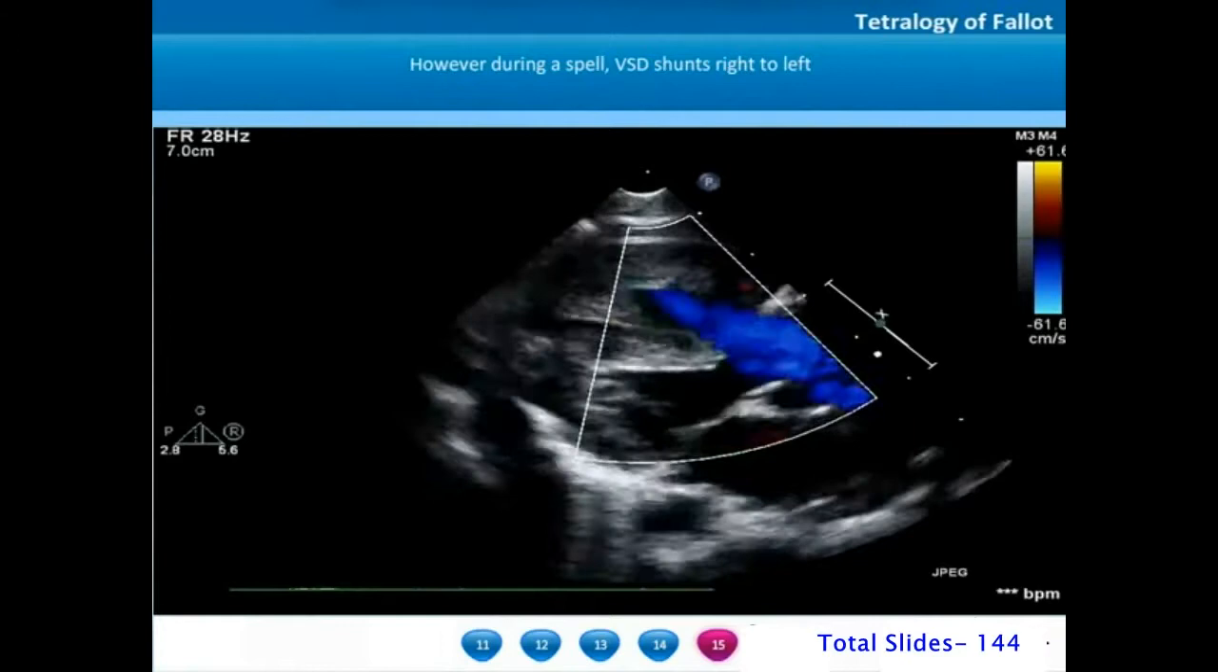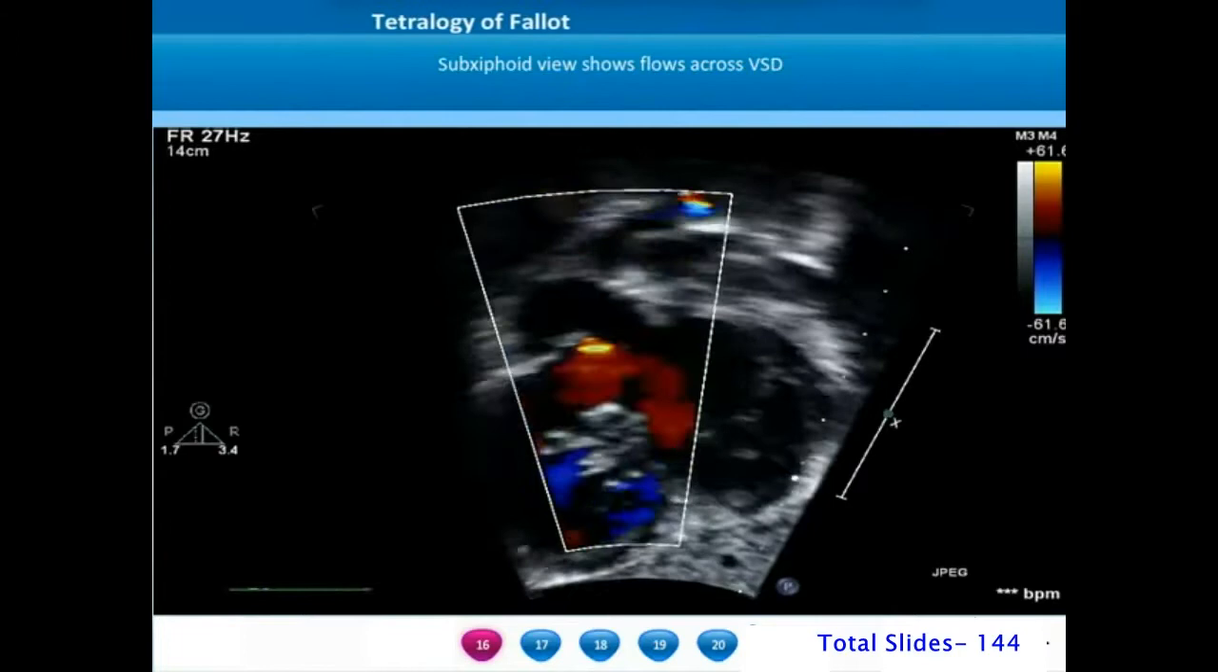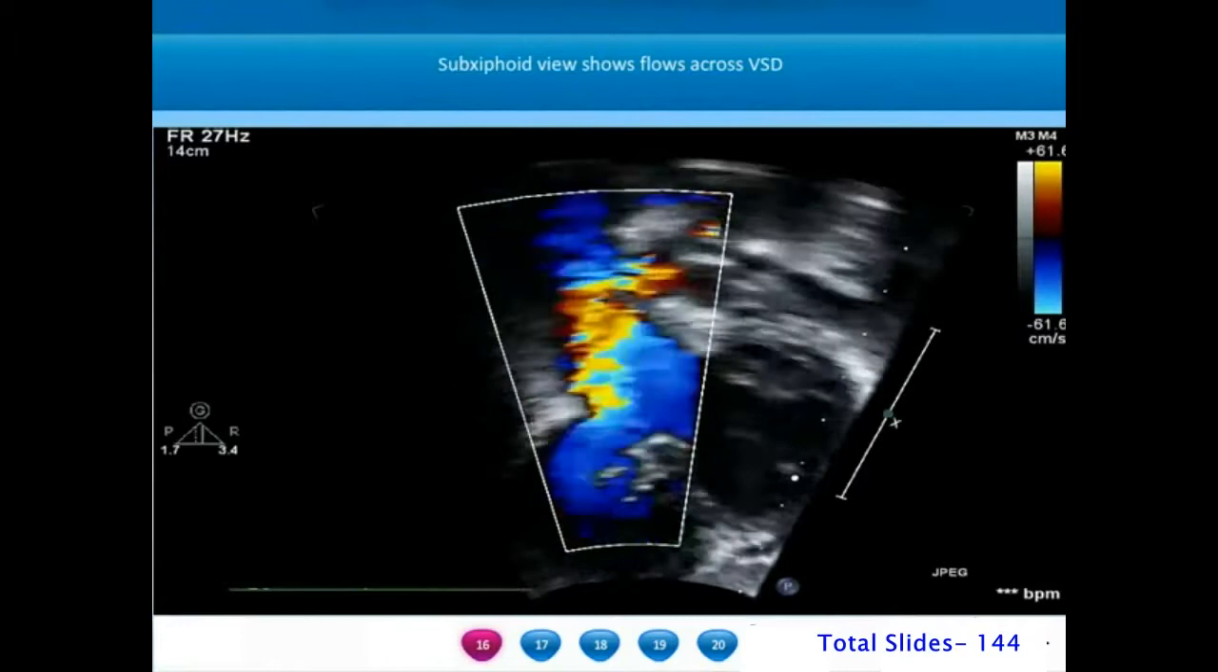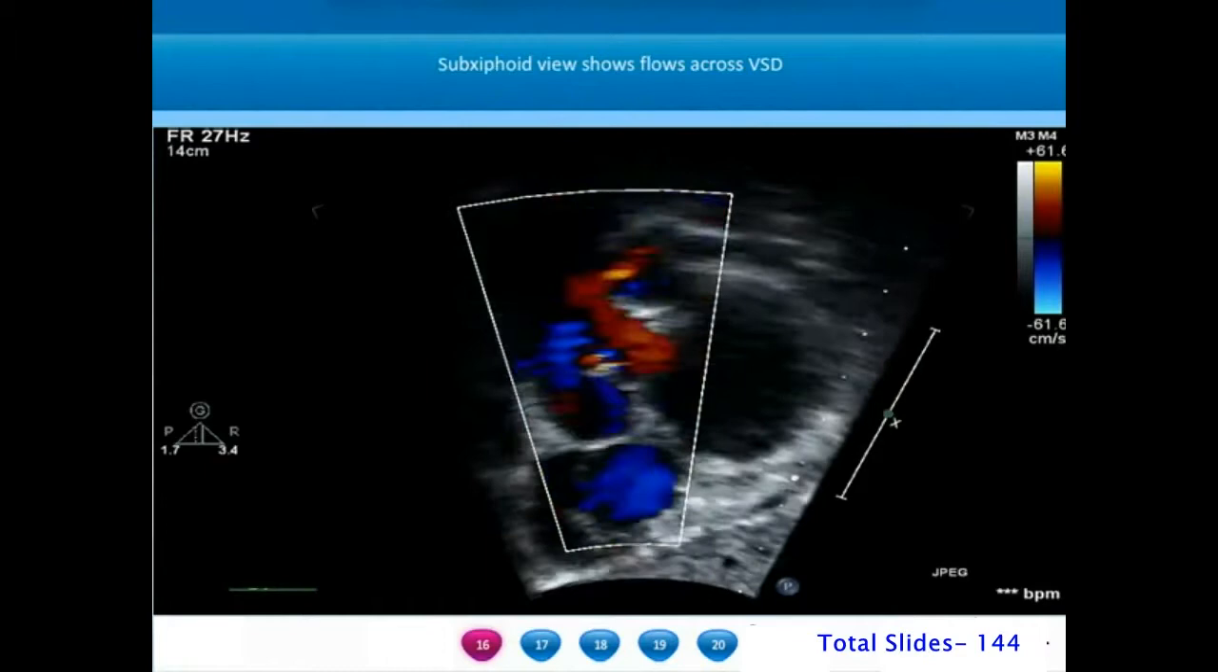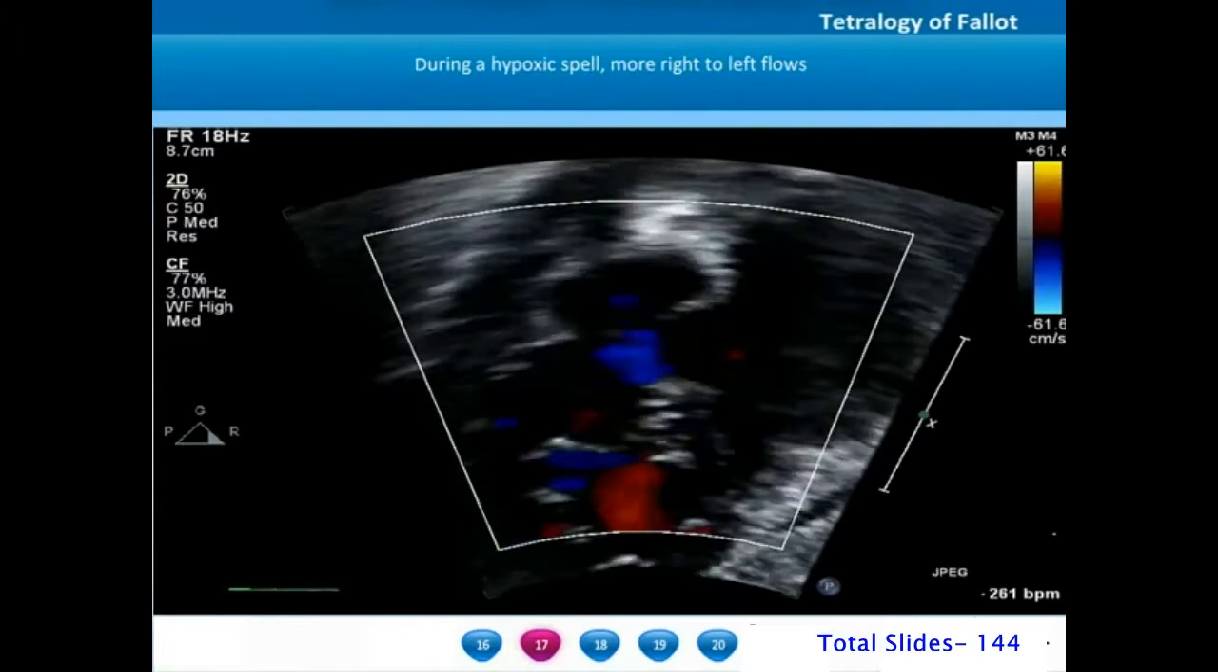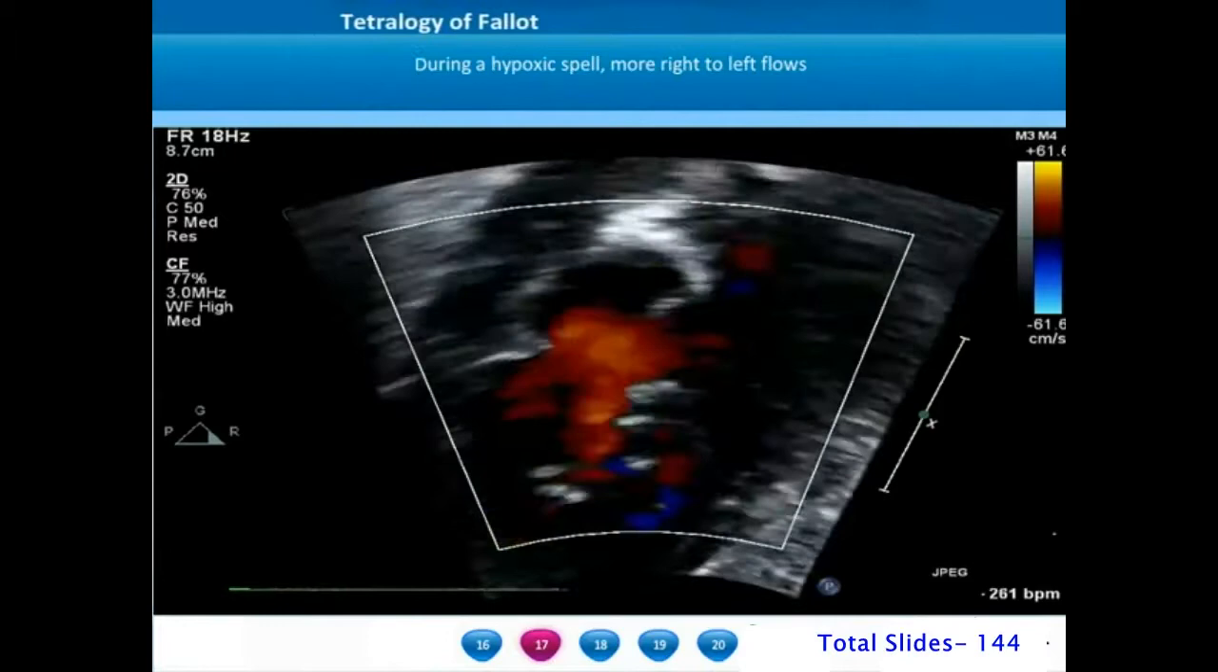On a subxiphoid short axis view, before the spell, we can appreciate the large malaligned conotruncal ventricular septal defect and bidirectional flow, but predominantly a left-right shunt. We can notice that the entire flow pattern changes during a hypercyanotic attack, and there is also very minimal pulmonary antegrade flow seen through the anterior deviation of the conal septum.